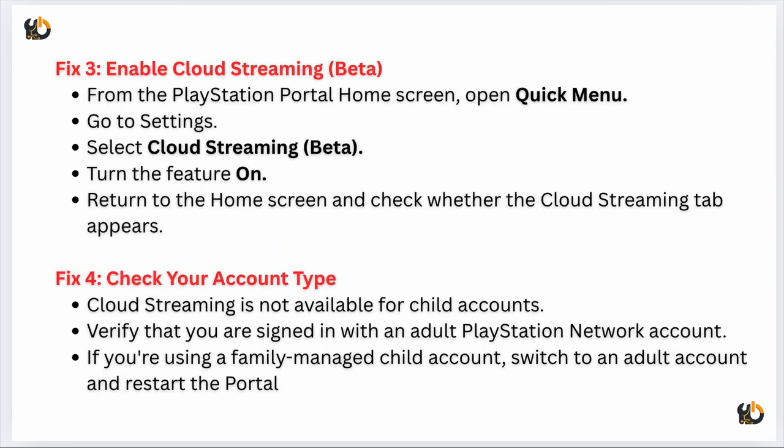Fix 3, enable cloud streaming beta version. From the PlayStation Portal home screen, open the quick menu, then go to settings. Now select cloud streaming and turn the feature on. Then return to the home screen and check whether the cloud streaming tab appears.